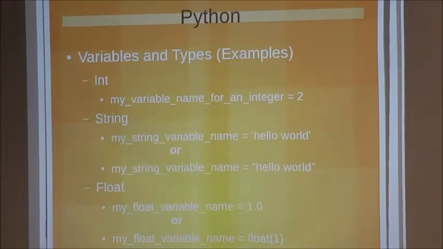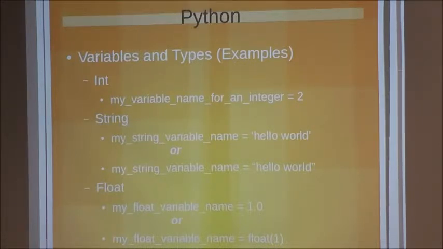This is the exact reason people like Python. There's a lot fewer things to write. So in this case, your variable name for an integer is equal to 2. So A equals 2. Very easy. People like it. They don't get warnings that they typed it in wrong.